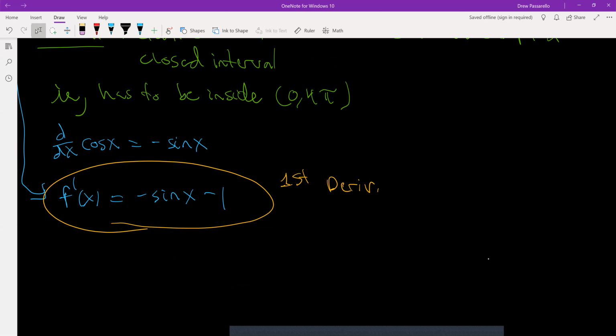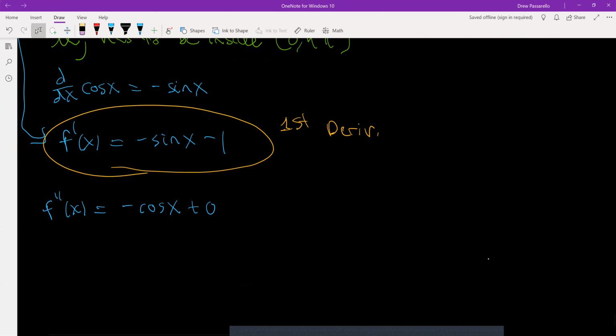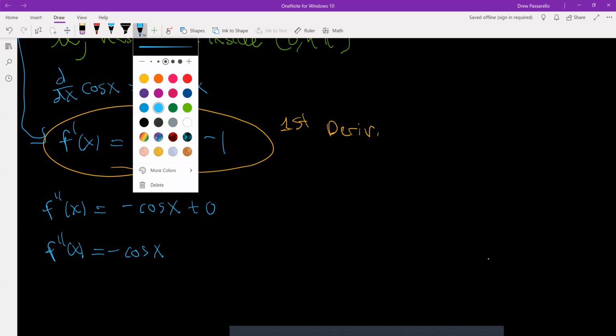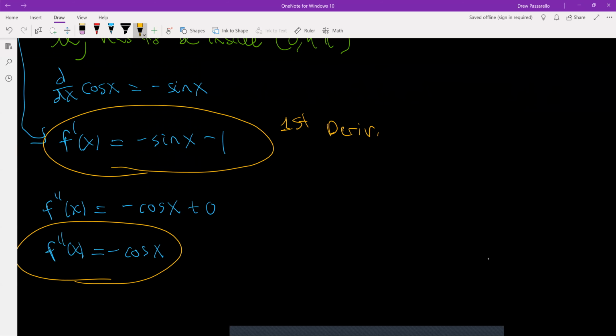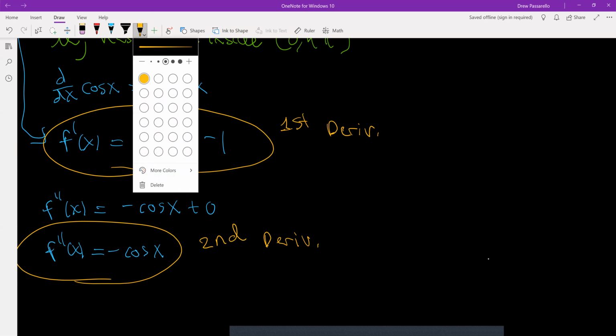Now the second derivative, f double prime of x. Well, the derivative of sine is cosine, so this will be negative cosine x, and then plus 0 because the derivative of a constant is 0. So the second derivative is just negative cosine x. All right, so we've got the derivatives.